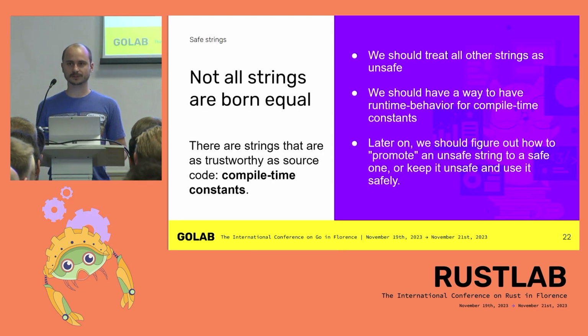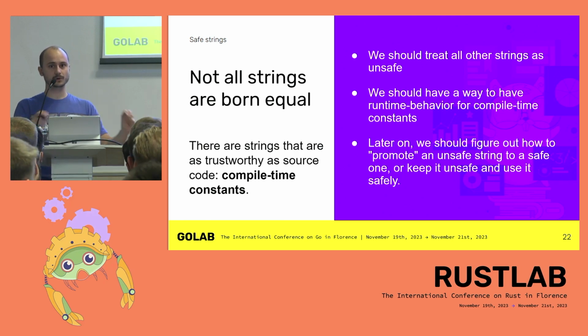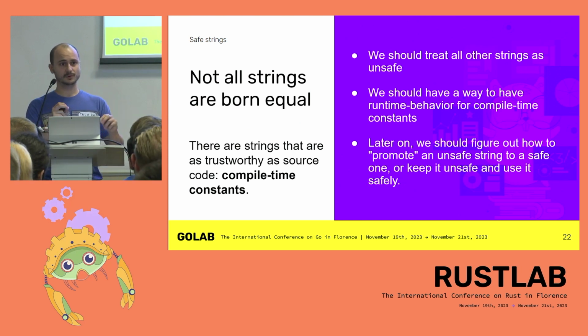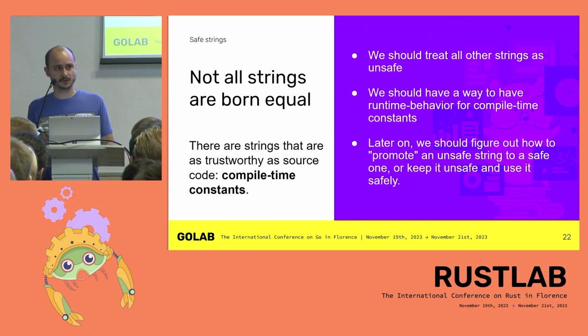Strings are not all the same. There are some special strings that I really cherish, and those are compile time constants. We can all agree that a string literal that the programmer typed on their keyboard is as trusty as source code. There's no virtual difference. And today I'm going to show you some tricks on how to make sure that you're always able to tell which string is which. My objective is to bring you to a point where if your code compiles, you know it's safe. This is my objective today.